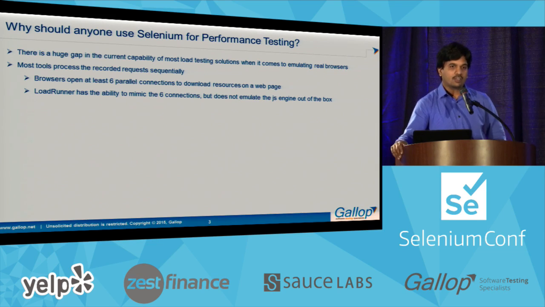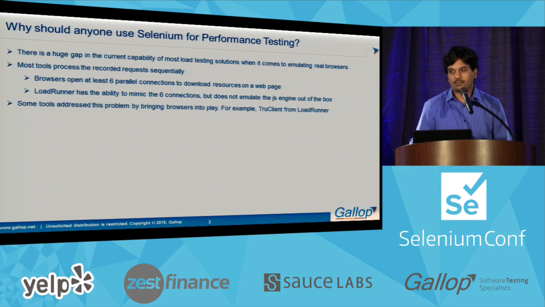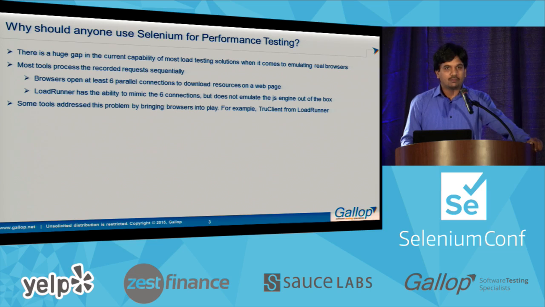And there is a valid reason why these testing tool vendors are not doing that out of the box: once you start plugging the JavaScript engine into the virtual user technology, you'll be limited in the number of users that you can scale on load generators. So to keep the scalability at an optimal point, most of the tools do not provide the JavaScript engine capability. And some tools address this problem by emulating real browsers, in this case TruClient by LoadRunner. What it does is it brings up a Firefox or an Internet Explorer instance and then plays back your recorded script and tells you what the end user times are like.